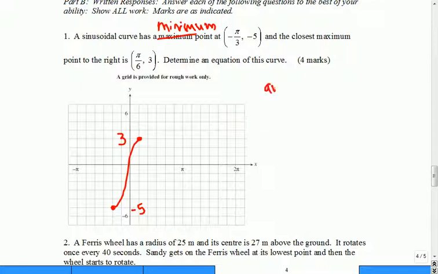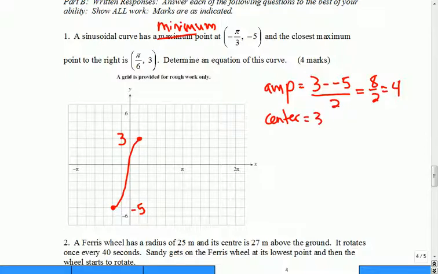From those two, I can figure out that the amplitude will be 3 minus negative 5 divided by 2. So that's 4. The center is going to be 3 plus negative 5, so that's going to be negative 1. So the other two pieces I still need to find are the phase shift and the period.